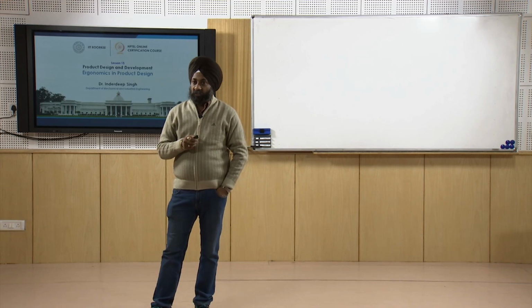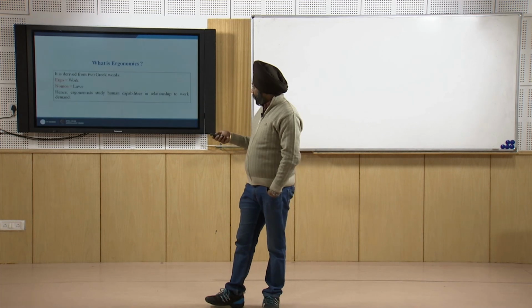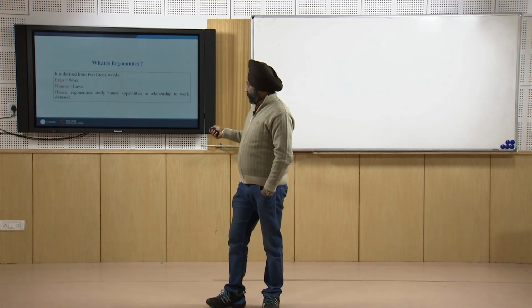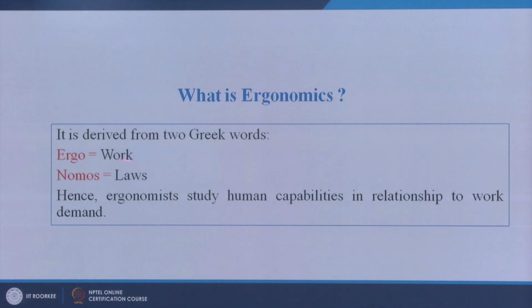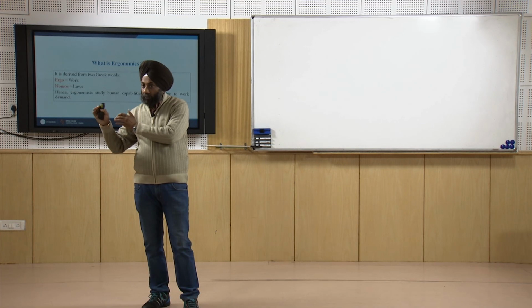To start our discussion, let us now see the meaning of the word ergonomics. So what is ergonomics? It is derived from 2 Greek words, ergo and nomos, and ergo plus nomos make ergonomics. Ergo means work, nomos means laws. So hence ergonomics, or the people who study ergonomics, study human capabilities in relationship to work demand. So there are 2 things now, there is a human capability and there is a demand of the work.